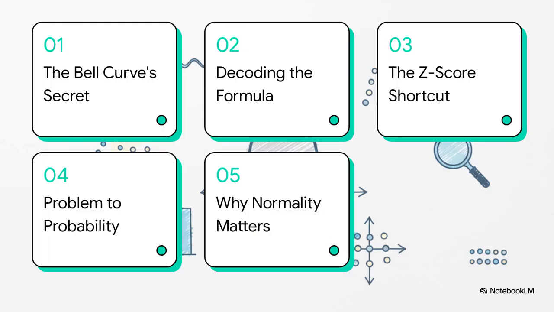All right, so here's our game plan for today. First, we're going to uncover the secret behind the famous bell curve. Then we'll pop the hood and really dig into the formula that creates it. After that, I'll show you a super powerful shortcut called the Z-score, and we'll use it to solve a real practical problem. And finally, we'll connect all the dots and see why understanding this one single concept is an absolute game changer for anyone who ever looks at data.